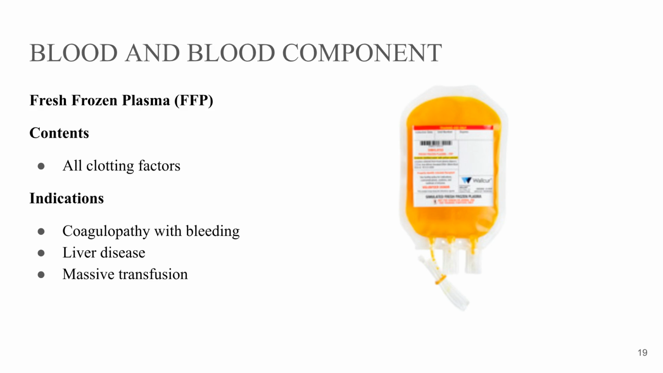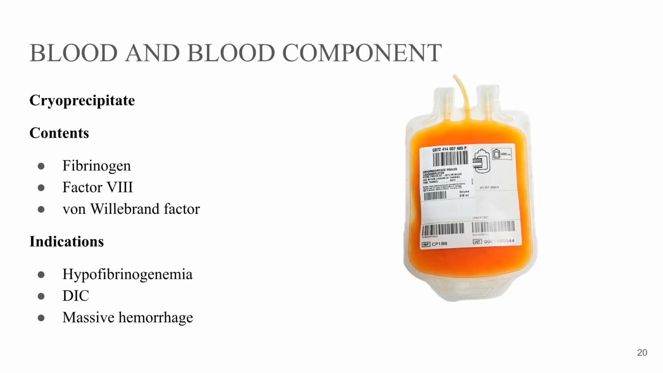Fresh frozen plasma, or FFP, contains all clotting factors. It is indicated for coagulopathy with bleeding, liver disease, or during massive transfusion protocols. Cryoprecipitate contains fibrinogen, factor VIII, and von Willebrand factor. It is used to treat hypofibrinogenemia, disseminated intravascular coagulation, and massive hemorrhage.